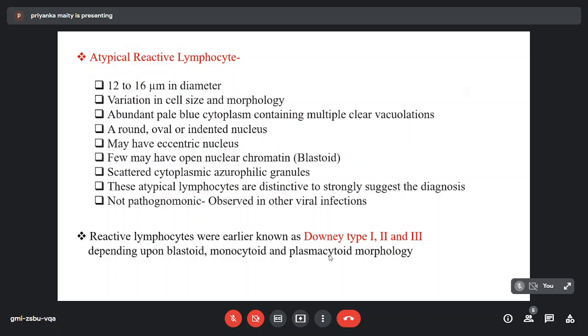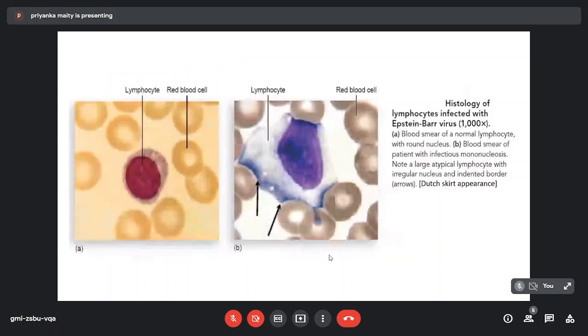Reactive lymphocytes were earlier known as Downey type 1, 2 and 3 depending upon blastoid, monocytoid and plasmacytoid morphology. On the left side is a normal lymphocyte with a round nucleus. On the right side, there is an atypical reactive lymphocyte.